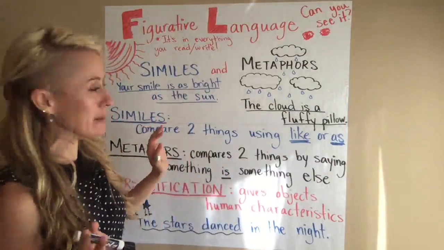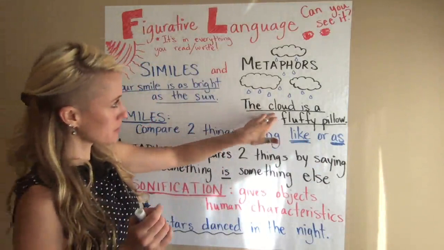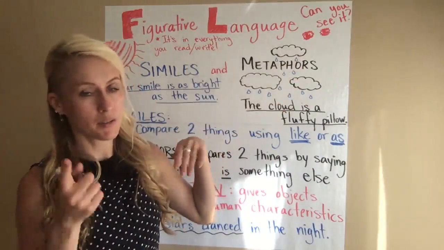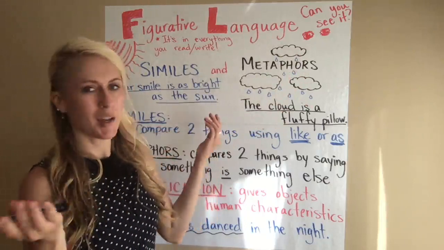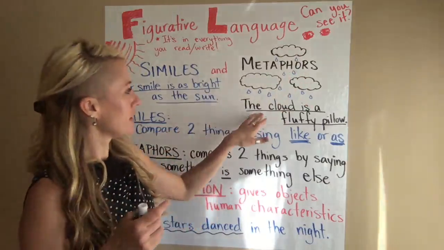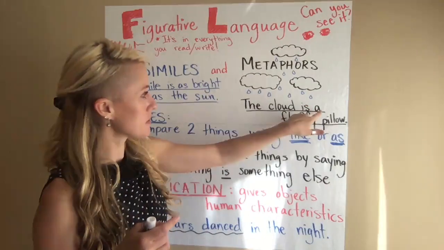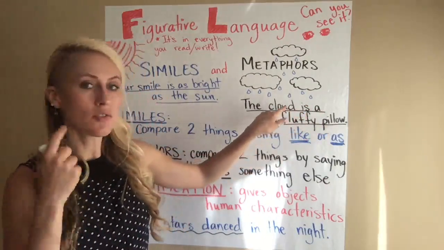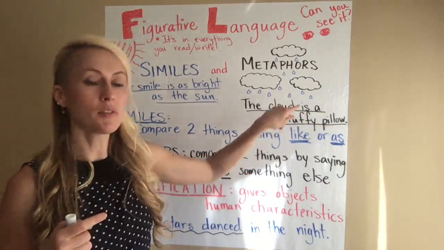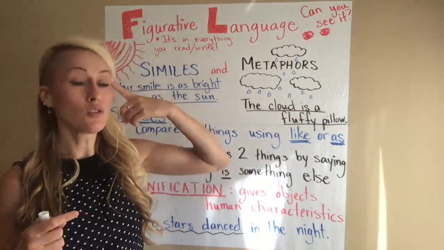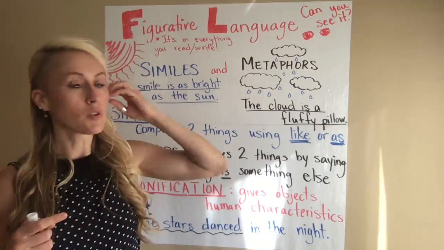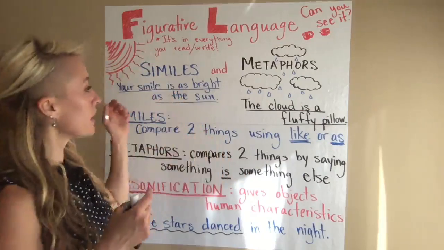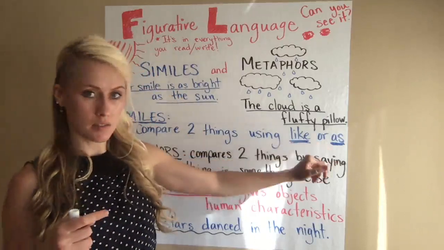For example, here's our rain clouds and it's raining. It's not raining. Is it raining where you are? I hope it's sunny where you are. The cloud is a fluffy pillow. When you see two different nouns, they're being compared, and you see is in the middle, it should ring a bell in your mind to be like, oh, wait, that's a metaphor. But if it's using like or as, that's a simile, okay?